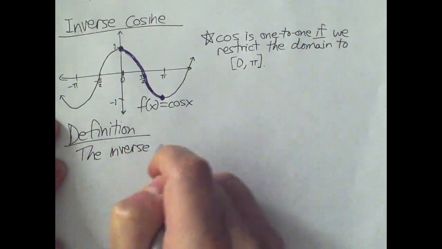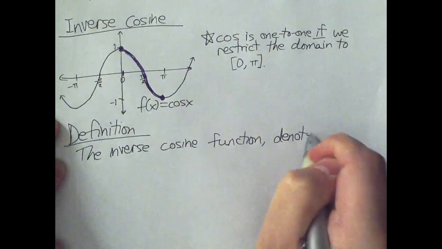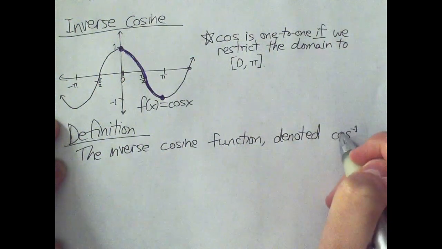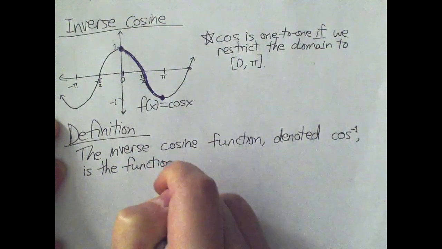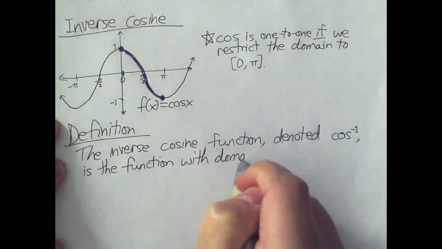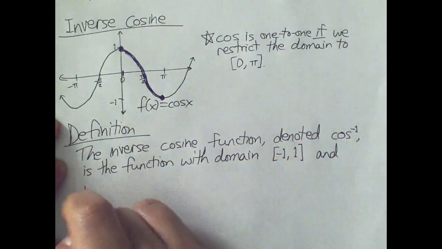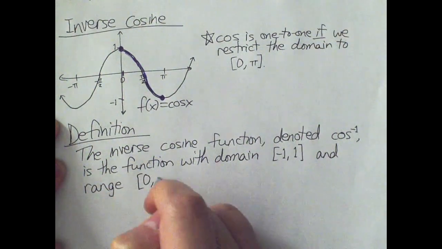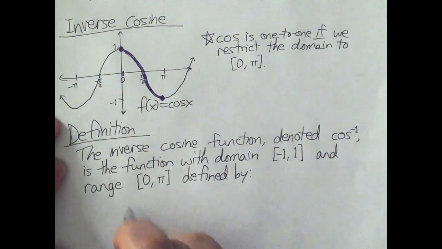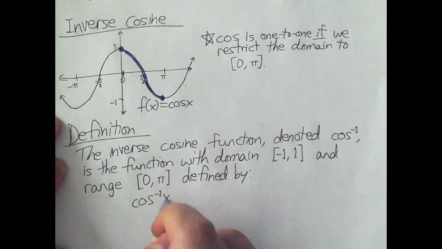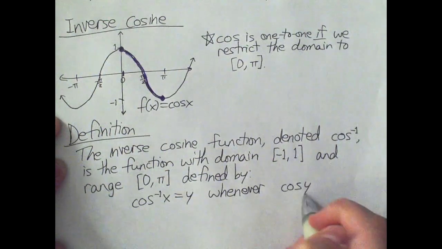The inverse cosine function, denoted cosine with a little -1, is the function with domain, same as before, still -1 to 1, and range 0 to pi, defined by: we define it so that inverse cosine of x equals y whenever cosine of y equals x.